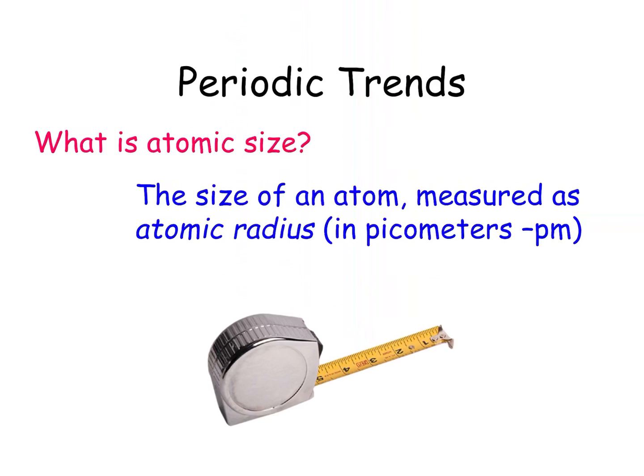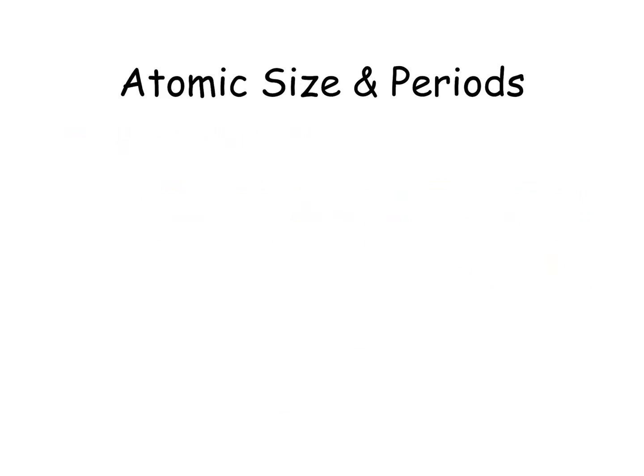So if you were to look on Reference Table S, you see the rightmost column is atomic radius. So pm is picometers, and pico, if you flip to the front, is 10 to the minus 12th of a meter. So picometer. There we go.